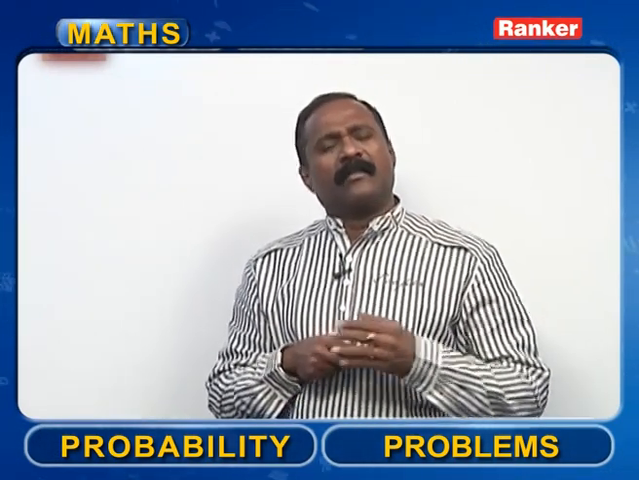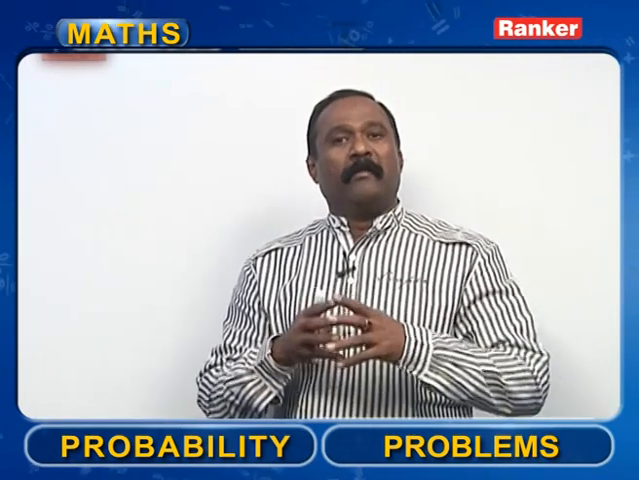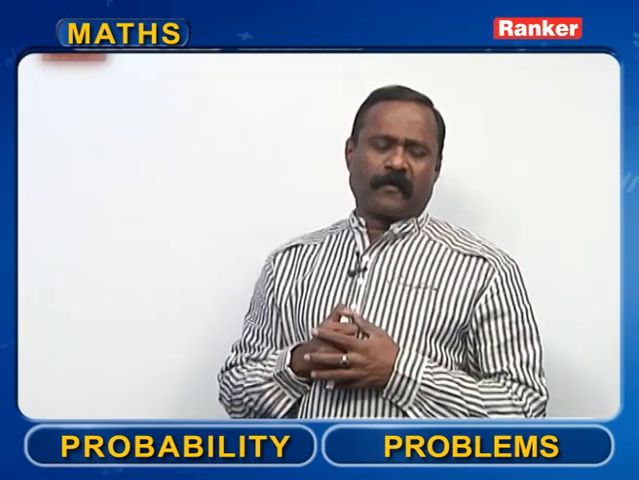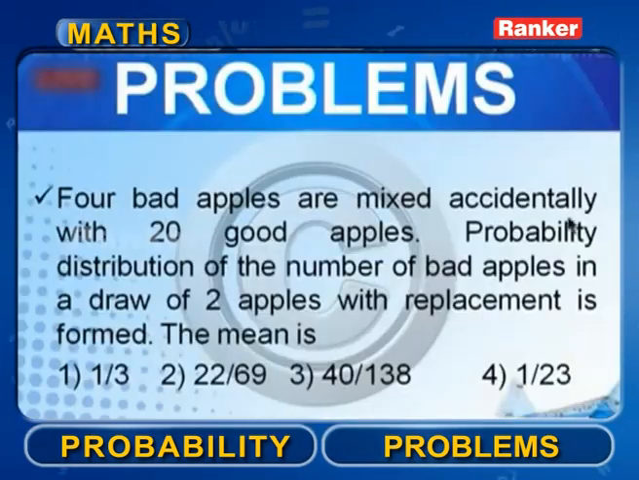Now let us work out a few more problems on the same, and then we will go for the mixed problems. If you see the next problem, please go to the slide. 4 bad apples are mixed accidentally with 20 good apples. How many total apples are there? 24 apples. Among 24 apples, you have 20 good apples and 4 bad apples.